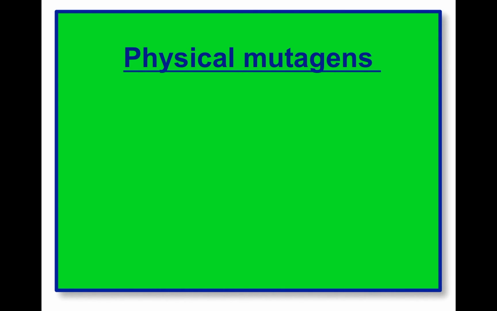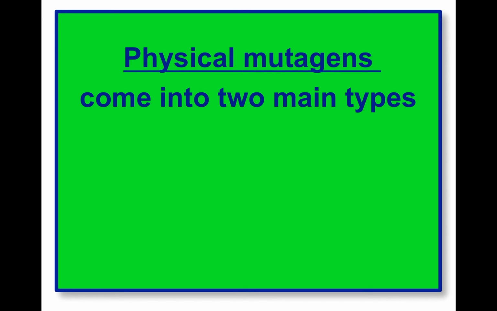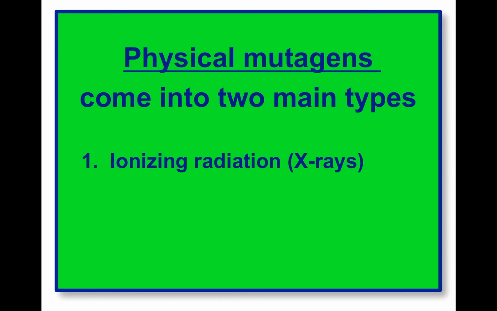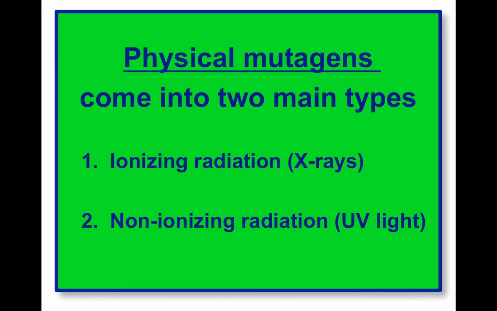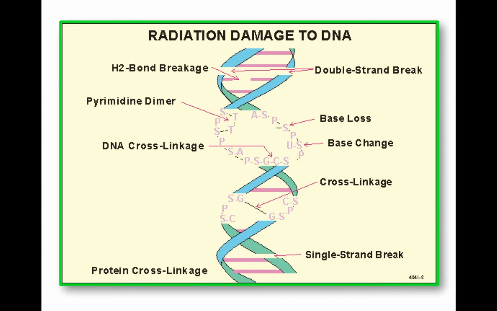What about physical mutagens? They come in two main types: ionizing radiations, like the x-rays you get at the dentist's office, or if you're old enough to have a mammogram, when you have mammograms. And also non-ionizing radiation, which you can get during spring break.